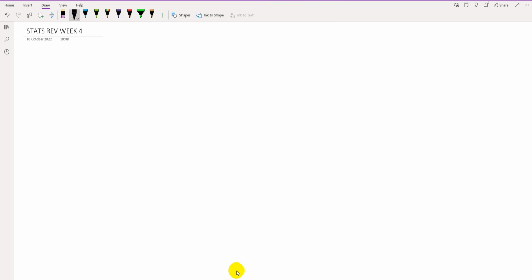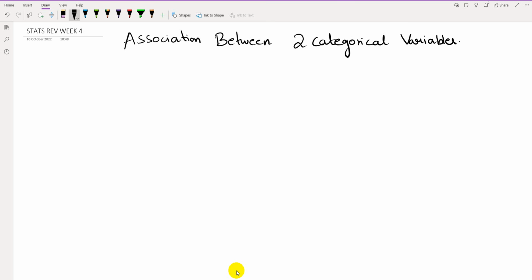Hi, today we are going to do our stats revision for week 4. So what is the topic which we have seen in week 4? It is nothing but the association between two categorical variables. What categorical variables are has been very well defined by everyone previously. So today we will be seeing the association between these two categorical variables.